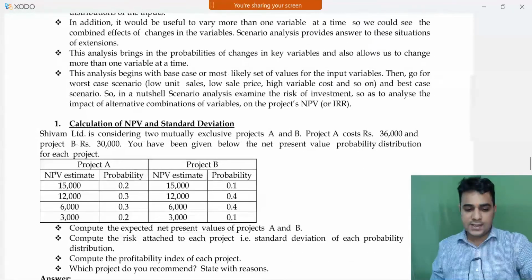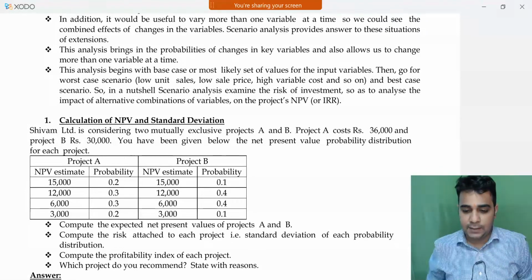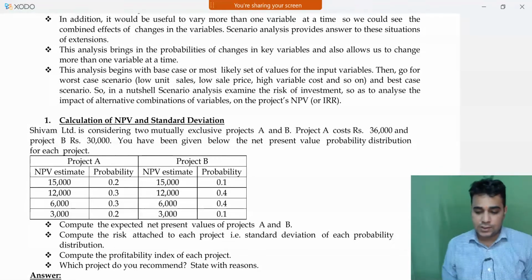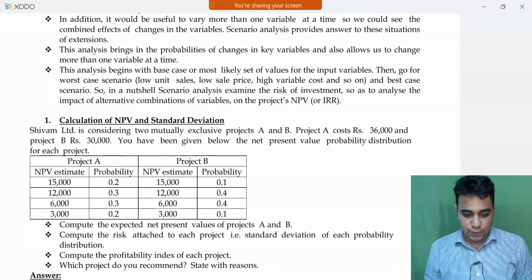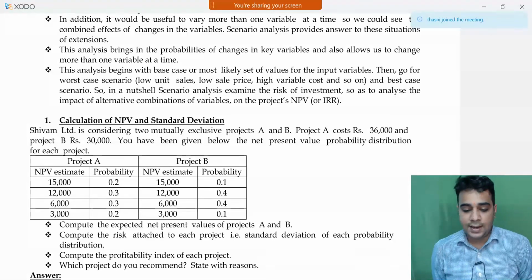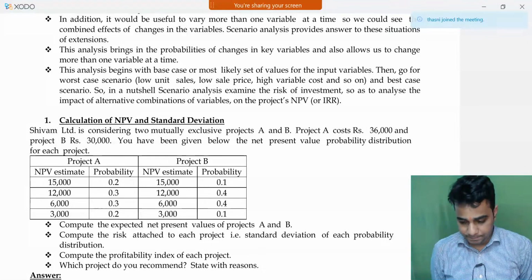Shivam Limited is considering two mutually exclusive projects A and B. Project A costs 36,000, project B 30,000. You have been given the following NPV distribution, project, NPV, probability. Calculate expected NPV, calculate standard deviation, calculate profitability index, and which project would you recommend and why?